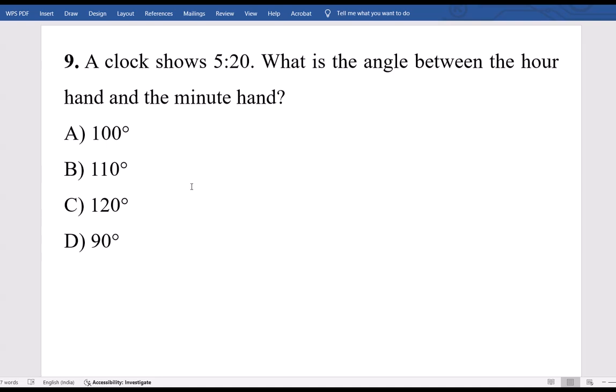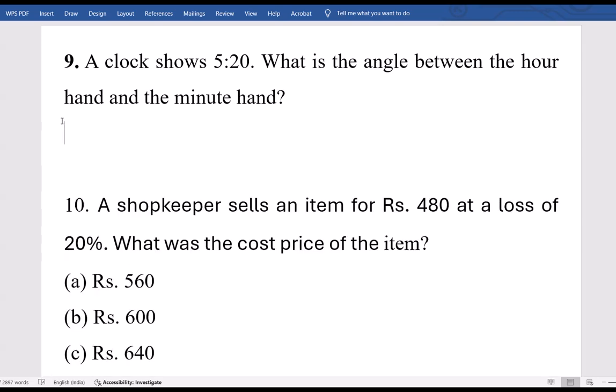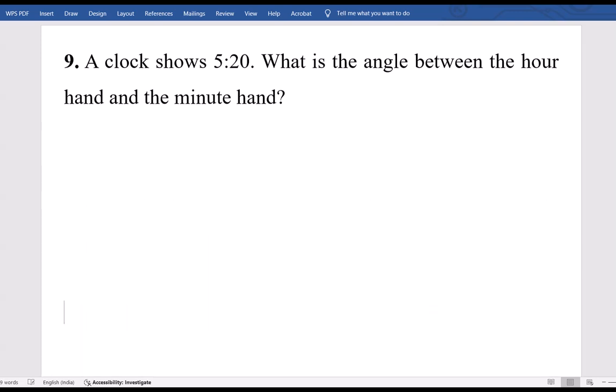Again, ignore the options. I think you can ignore the options. They're wrong, in fact; those options are not correct. Now, 5:20. See, actually, what is the question? Later, I'll show you how to solve it.